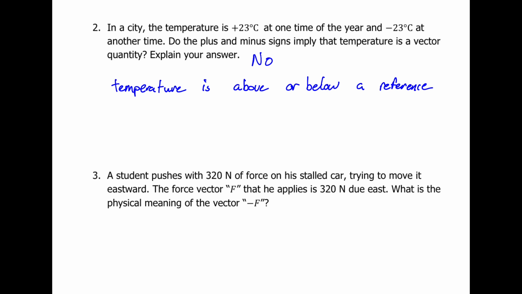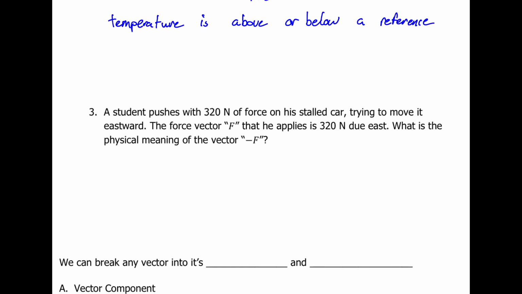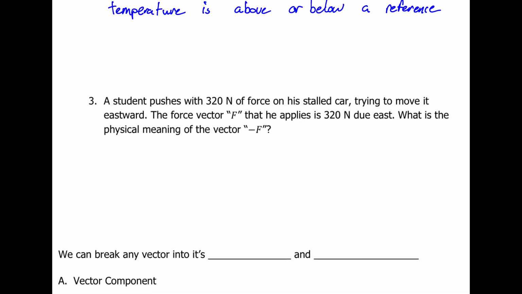All right, let's take a look at the next one, which I think is really fun because I get to show two things. We get to really hint at our second unit, which is all about forces. We're not going to worry too much about the nature of what force is. We just know that it is a vector. That's all we care about right now. So a student is pushing with 320 newtons of force on his car, trying to move it eastward.